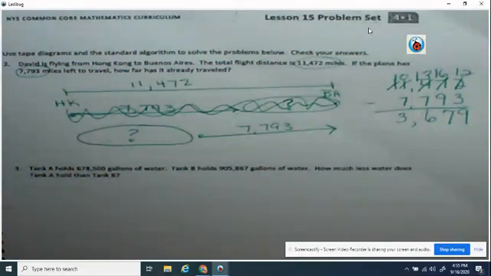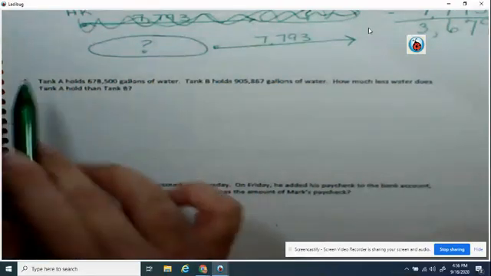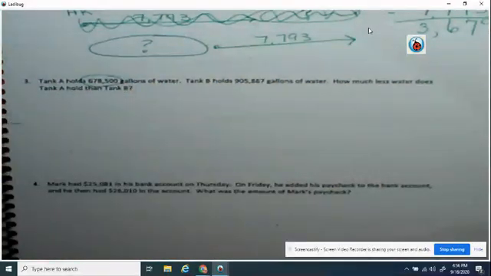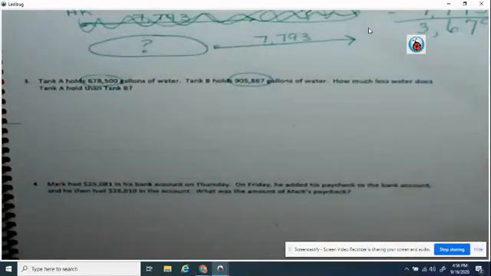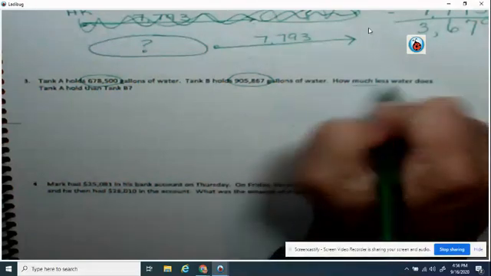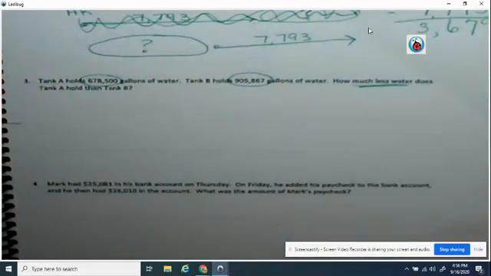Okay, let's do one more. Hopefully I won't draw this one funny. Tank A holds 678,500 gallons of water. Tank B holds 905,867 gallons of water. How much less? So we're figuring out a smaller number, which means we're subtracting. How much less water does tank A hold than tank B?